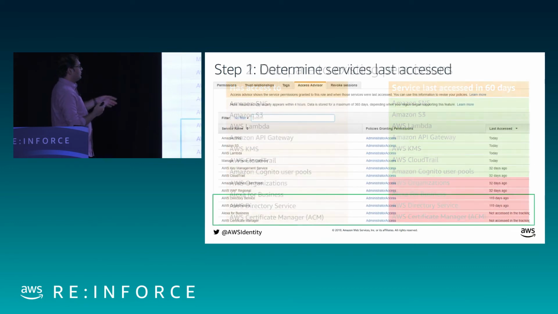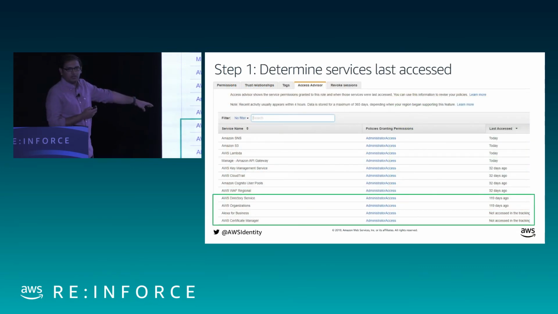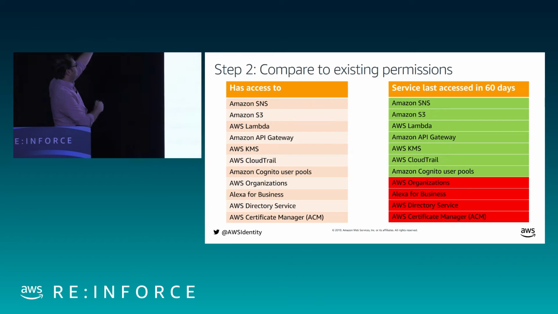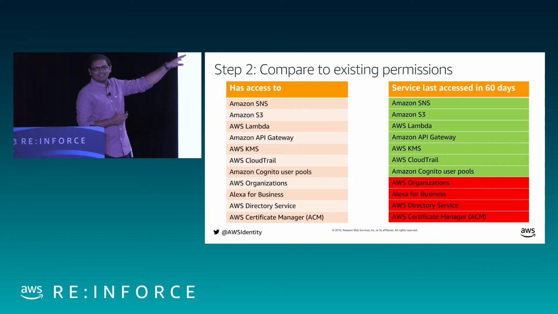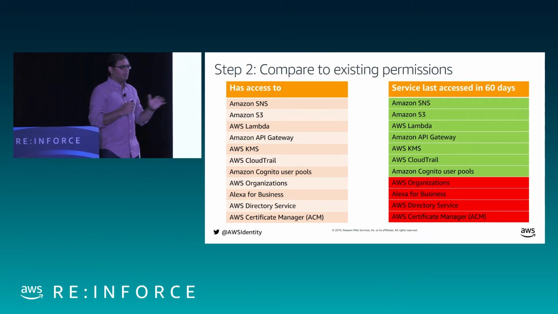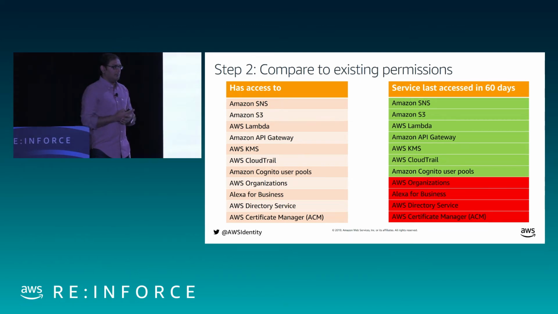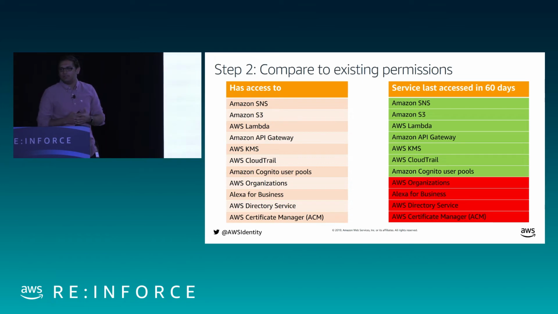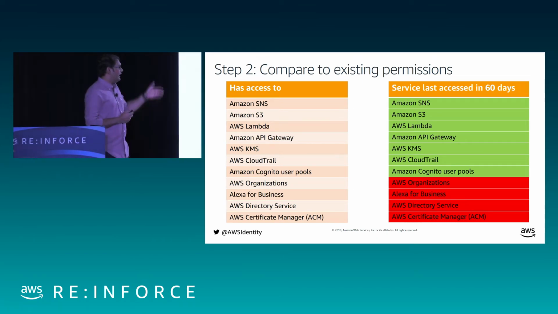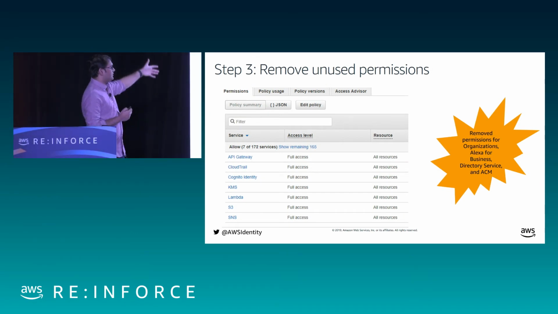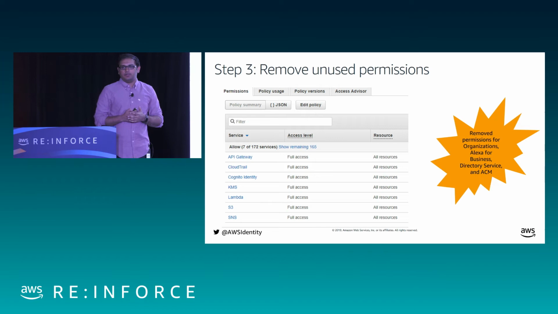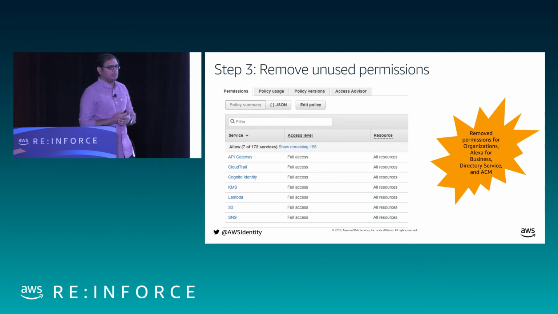All right, now that you know that these 4 services have not been used in a long time, you can compare them to the services that you actually have access to manage. I'm using 60 days as my definition of a time period for inactivity, but you can use whatever you feel like is your organizational definition of the time period of inactivity. Now that you've made this comparison, the next step's pretty easy. You go into your policy, you edit your policy and remove permissions for the services that have not been accessed in a long time.